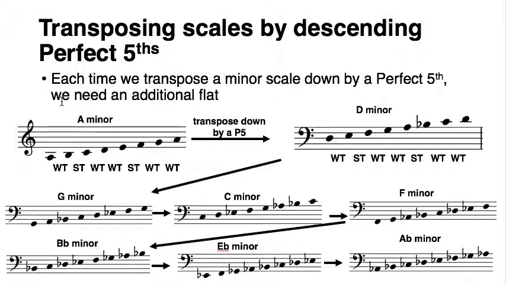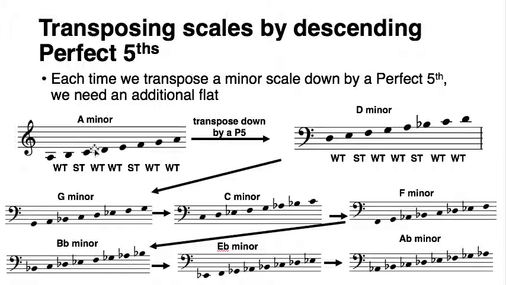We have already established that when we transpose minor scales down by a perfect fifth, starting on A minor, we're going to need an additional flat so that the new scale abides by that whole tone, semitone pattern we've been talking about, right, of the minor scale, which is this one. And here's how each of those 8 scales would look like.